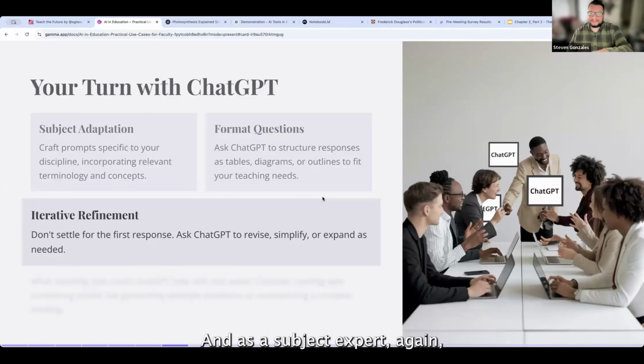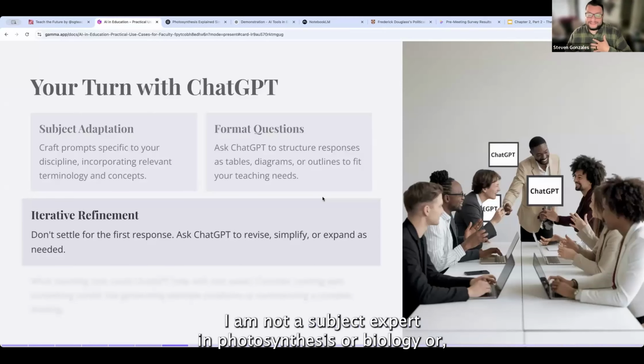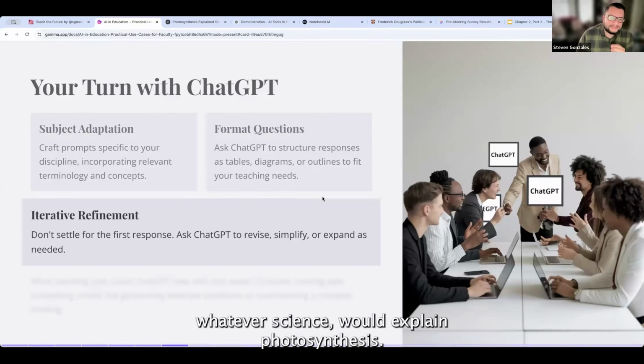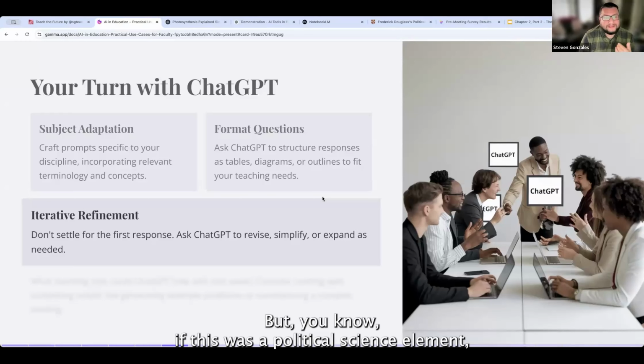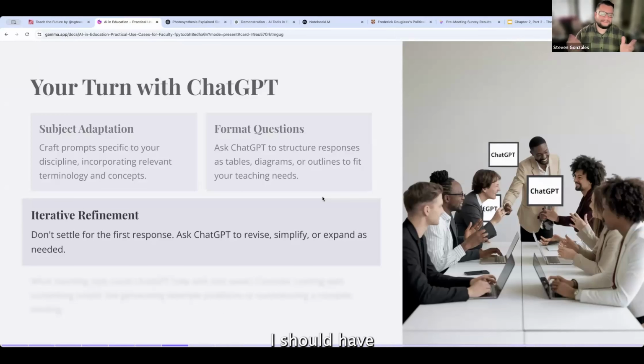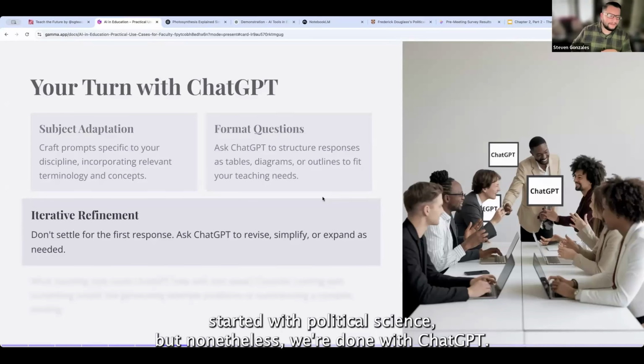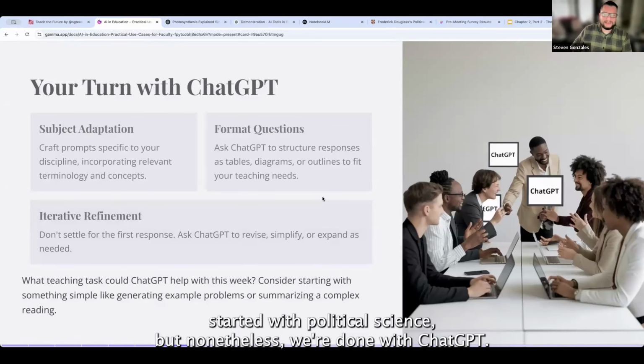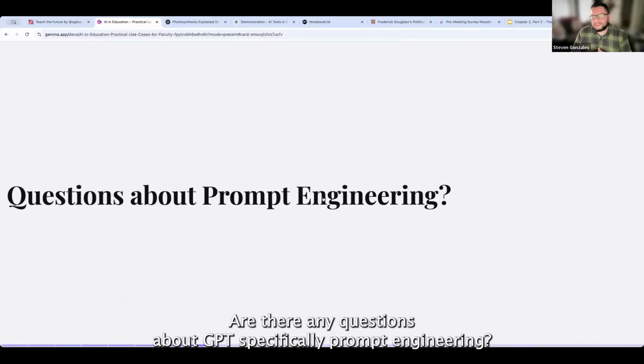And as a subject expert, again, I am not a subject expert in photosynthesis or biology or whatever science would explain photosynthesis. But if this was a political science element, I would have my expertise and try to drive out a little bit more. I should have just started with political science, but nonetheless, we're done with ChatGPT. Are there any questions about ChatGPT, specifically prompt engineering?